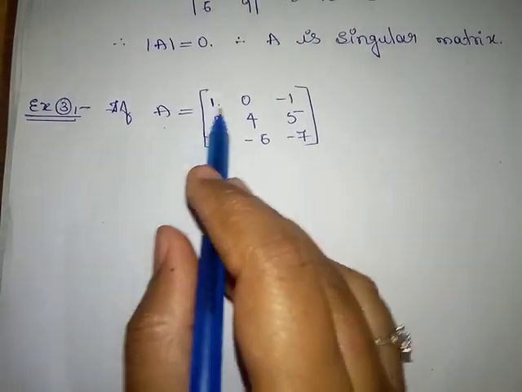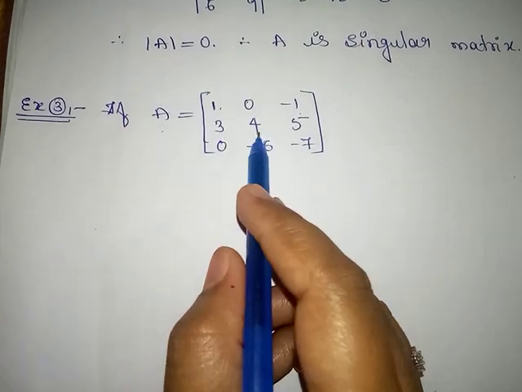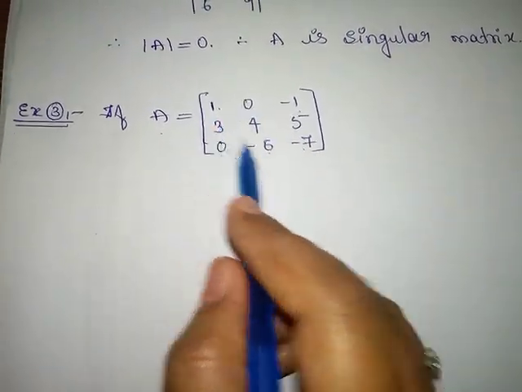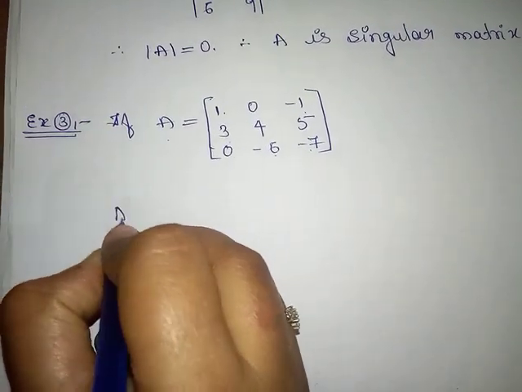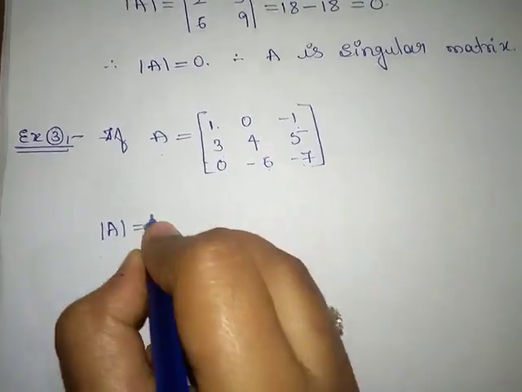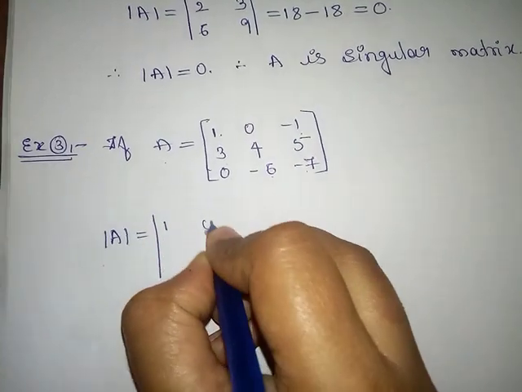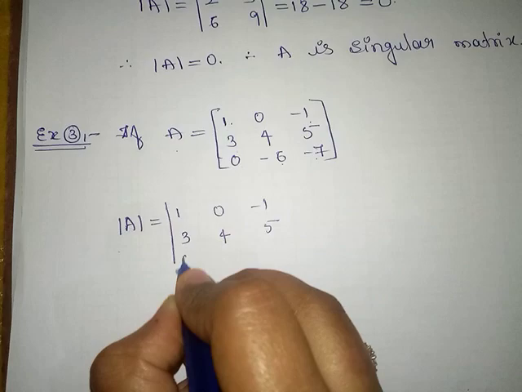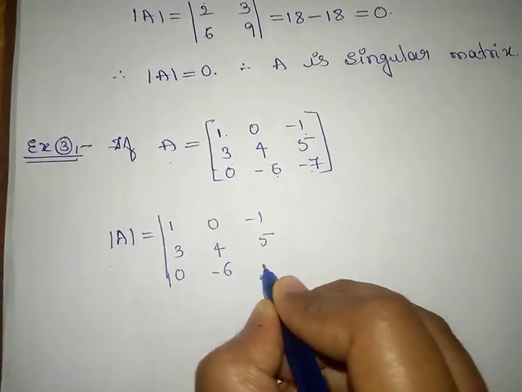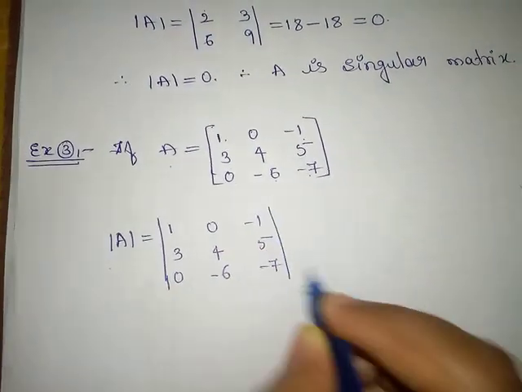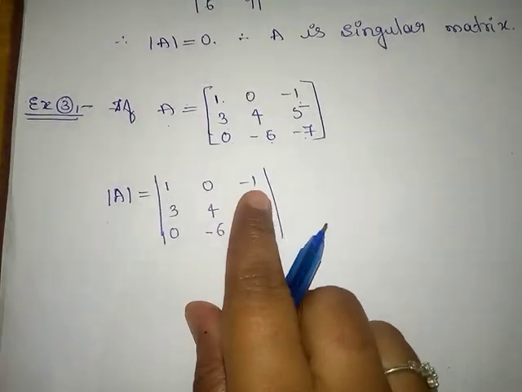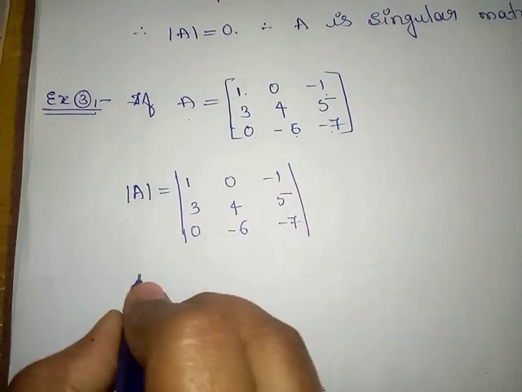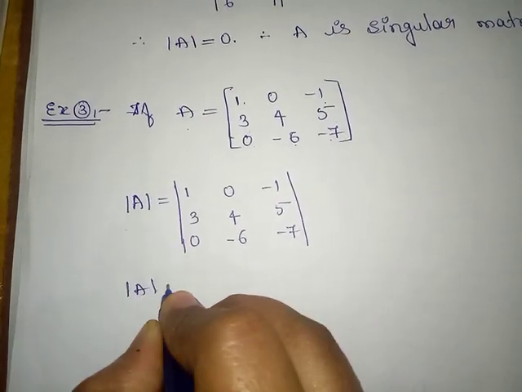Next, if A is equal to the matrix [1, 0, -1; 3, 4, 5; 0, -6, -7], we have to find the determinant of this 3 cross 3 matrix. Then the determinant of A is equal to the determinant of [1, 0, -1; 3, 4, 5; 0, -6, -7]. This is the determinant whose value we have to find.